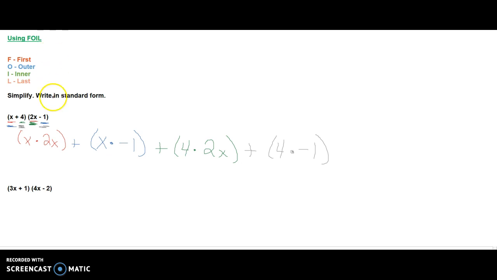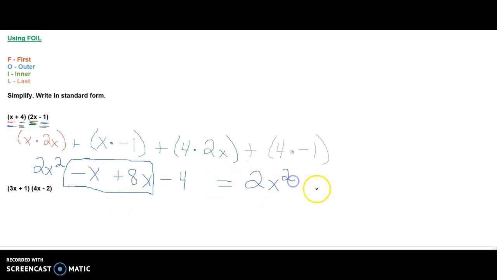So let's take a look. x times 2x is 2x squared. x times a -1 is minus x. 4 times 2x is 8x. And 4 times -1 is -4. Our two inside terms are like terms, so we can rewrite this in standard form as 2x squared plus 7x minus 4.